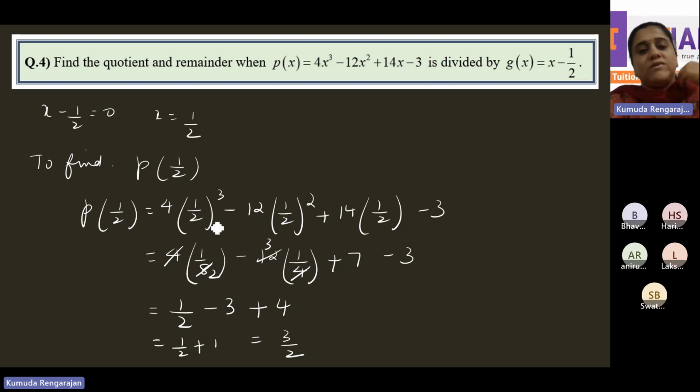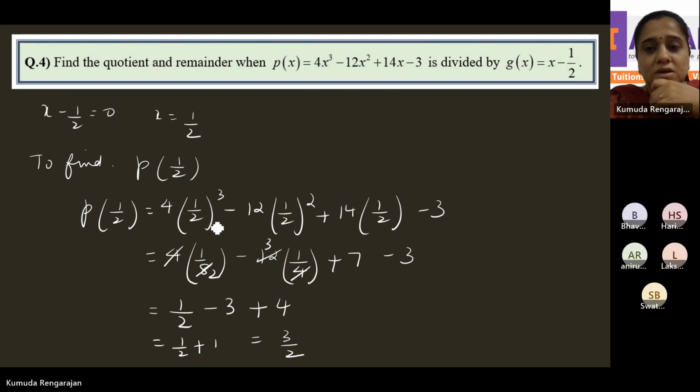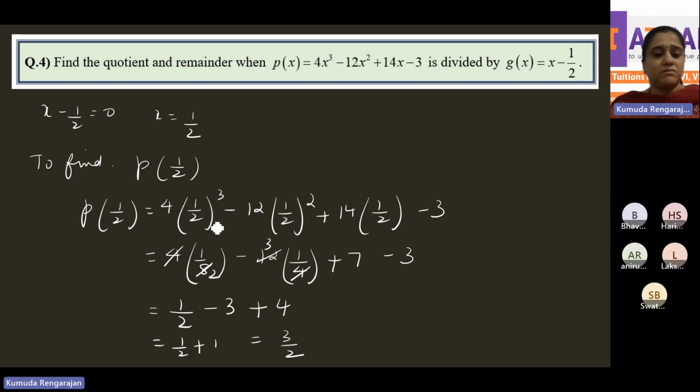Online students, so this is how we find the remainder using the remainder theorem. Correct? Yes, ma'am. So we have to find P of 1/2, and P of 1/2 is 3/2. So this is the remainder when P of x is divided by g of x.